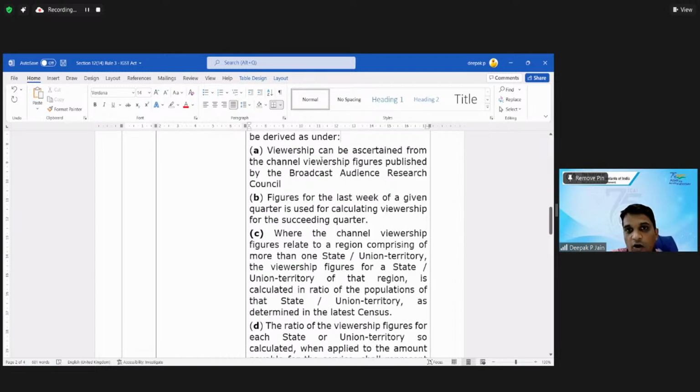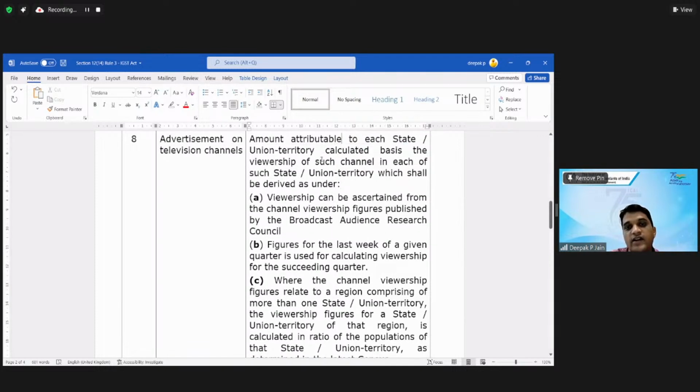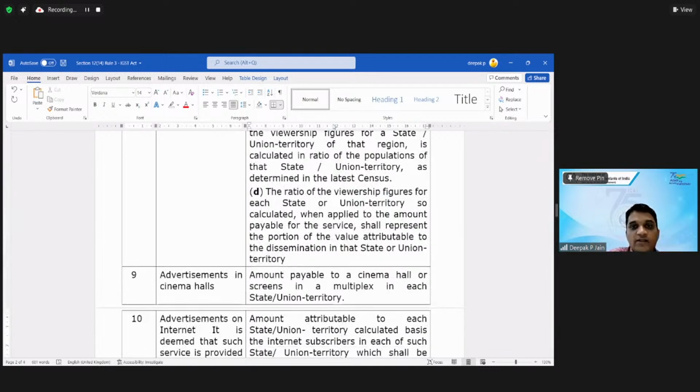So various options are there in terms of advertisement on television channels. Then advertisement in cinema halls. Okay. So in case of cinema halls, the amount payable to a cinema hall in that state will become the ratio. That is clear, right? Because how many cinema theaters are there? They will charge. Now, whatever they are charging will all get consolidated and that state's value will be determined.